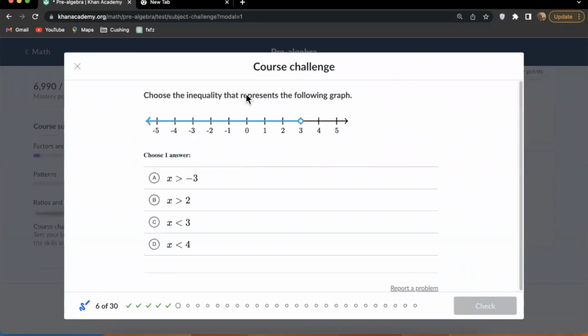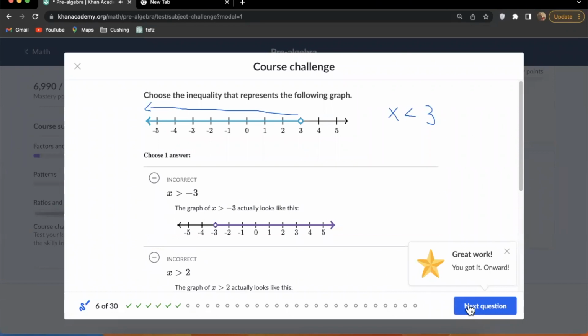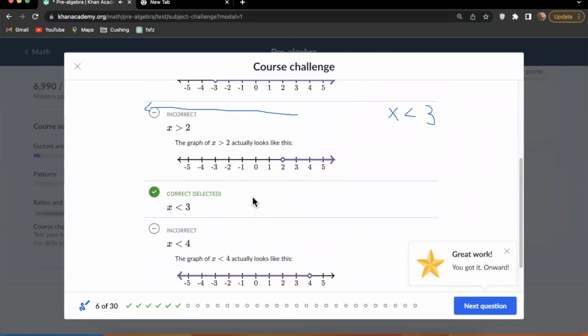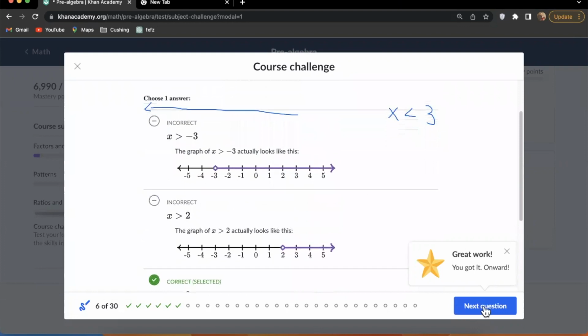This question says, choose the inequality that represents the following graph. This graph here circles itself at 3, but it does not include 3. And it's shading all the numbers that are less than 3. So this is showing all the values of x that are less than, not equal to, but less than 3. I know it's not equal to because this circle is open. I'm not including the number 3. So I'm going to like this one here. X is less than 3. And it gives you some nice little examples of how to read inequalities.